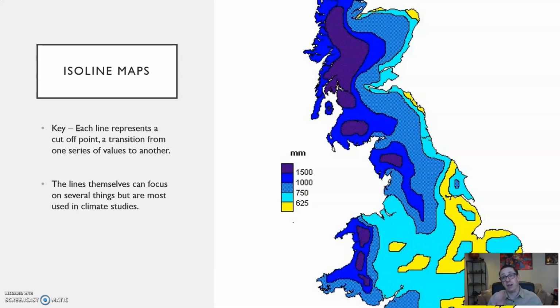Now, these are really, really useful maps. They're most commonly used in climate and weather studies. But a contour map is also an example of an isoline map.